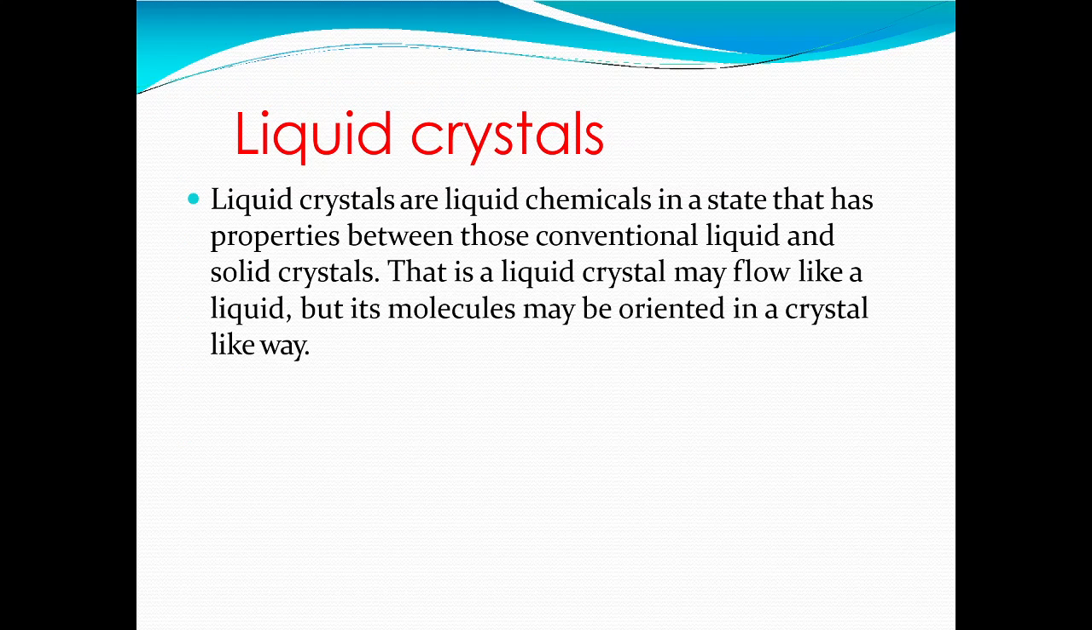Then going towards the basics of liquid crystal. Liquid crystals are liquid chemicals in a state that has properties between those of a conventional liquid and a solid crystal. A liquid crystal may flow like a liquid, but its molecules may be oriented in a crystal-like way. That's why they are known as liquid crystals. They can flow like a liquid, but their molecules are oriented in a crystal-like way.